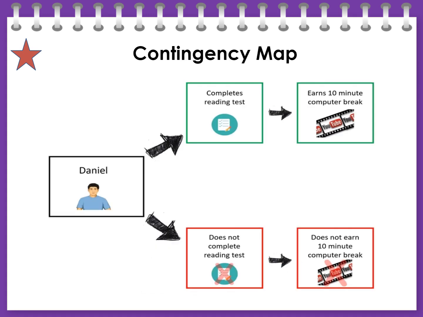A contingency map shows an individual that a positive behavior choice can earn a desired reinforcer, while a negative behavior choice may earn a consequence. A contingency map is a support tool that outlines visually the pathway of options for the student so that they can be made aware of the consequences before they make a choice. Looking at the example on the slide, the support shows the student the reinforcer he will earn if he completes the reading test, and the consequence he will be given if he doesn't complete the reading test.